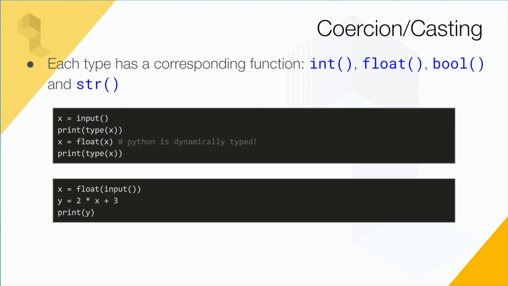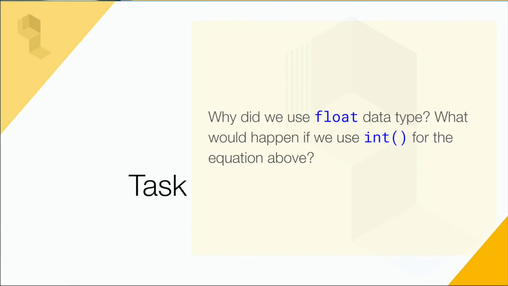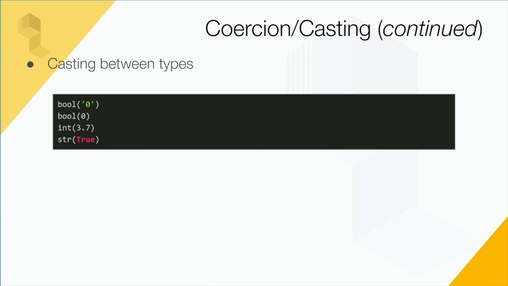A simpler way to write the above is to combine the coercion and the assignment in one operation. And now we can run our program again. And here's a task for you. Why did we use the float data type? What will happen if we use int for the equation above? Similarly, we can cast between types as long as the value is appropriate, and so on.